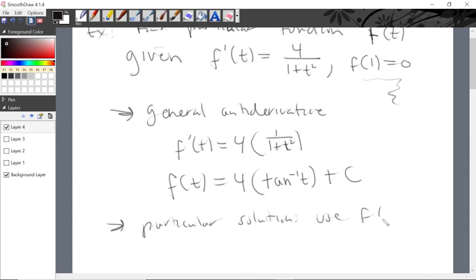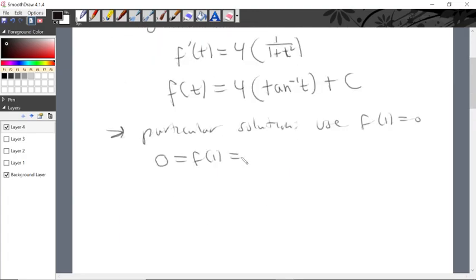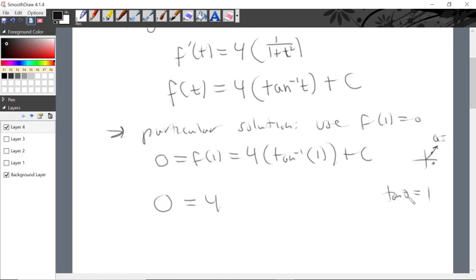Okay, so we are using now that f of 1 is equal to 0. Now that we have f of t. So 0 equals f of 1, right, which is equal to 4 times the arctangent of 1 plus c. Now what is the arctangent of 1? Right, the arctangent of 1 would be the angle such that the tangent of that angle is equal to 1, and that angle would have to be in either quadrant 1 or quadrant 4, but tangent is positive in quadrant 1. Which angle would that be?